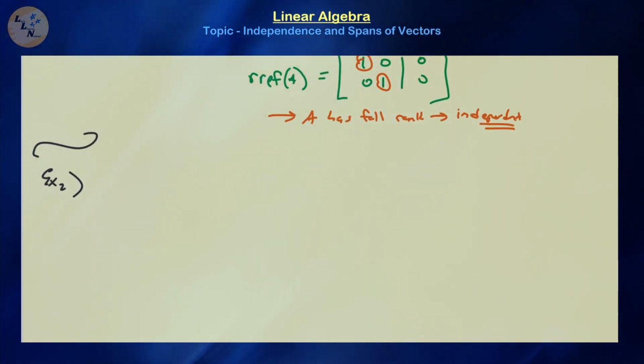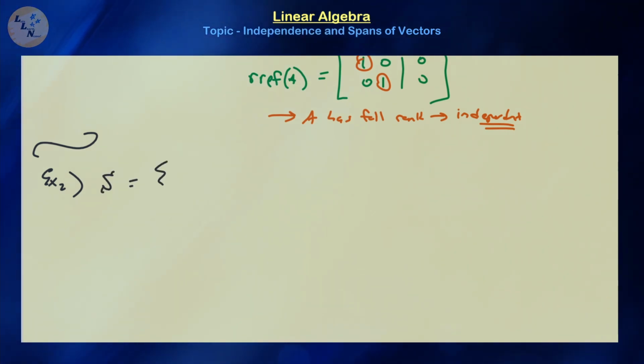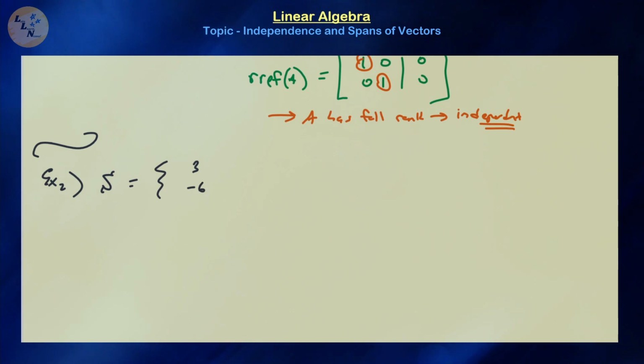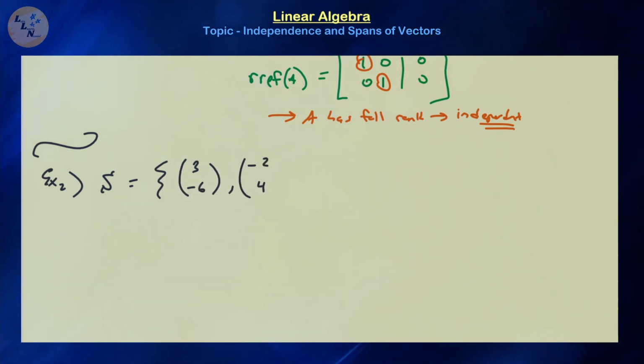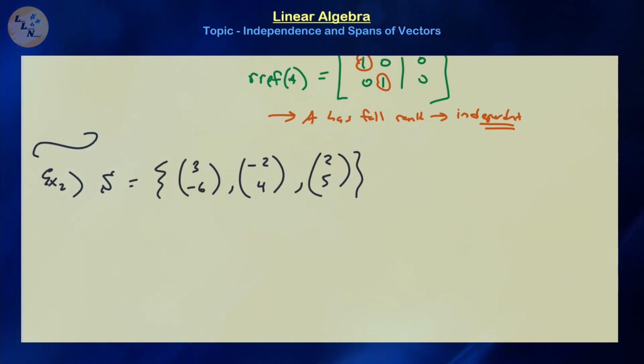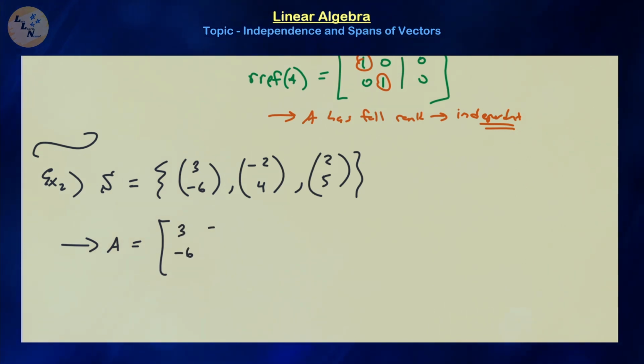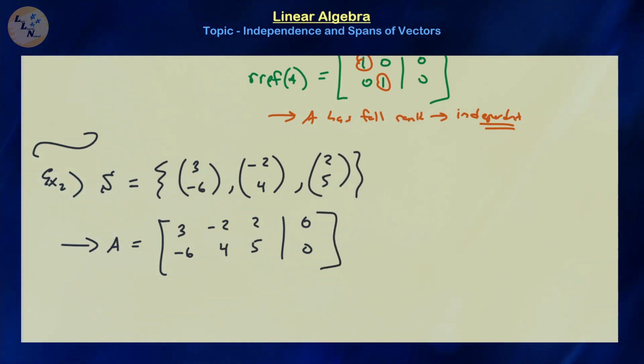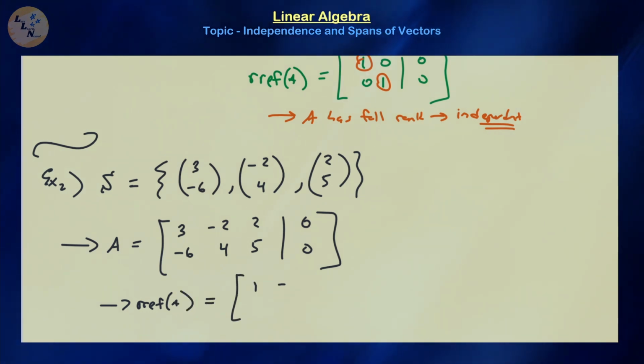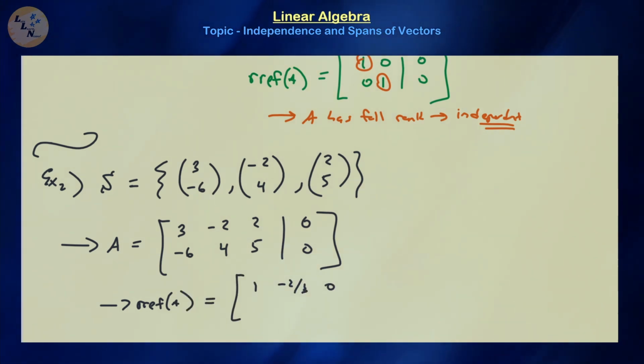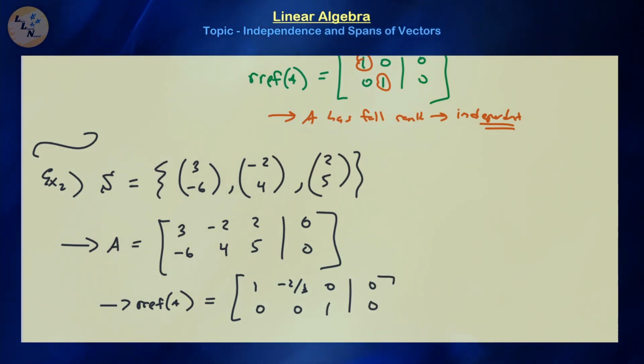So let's look at another example where we actually have more vectors than the number of rows of analysis. So let's consider 3, minus 6, minus 2, 4, and 2, 5. So is this set a set of dependent vectors, or is it a set of independent vectors? So if we represent this in augmented form, A is going to be equal to 3, minus 6, minus 2, 4, 2, and 5, augmented with 0, 0. So if we reduce row echelon form this, we're going to have 1, minus 2 thirds, 0, 0, 0, 1, augmented with 0, 0.